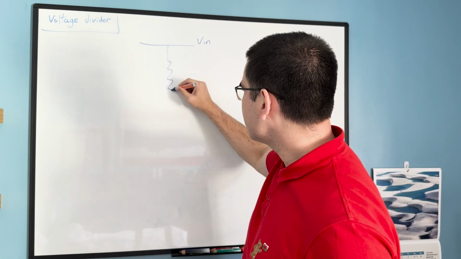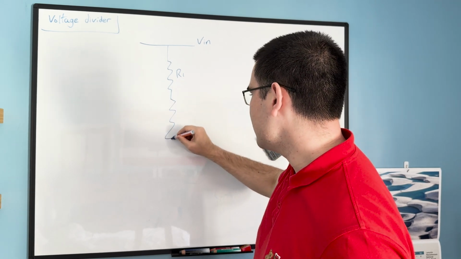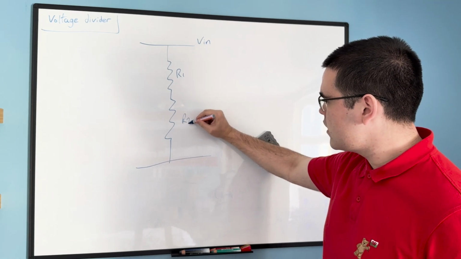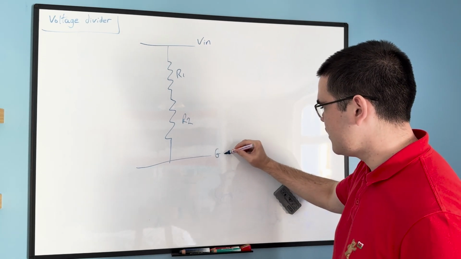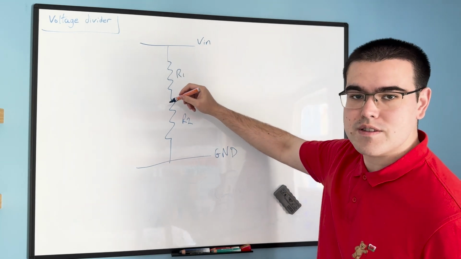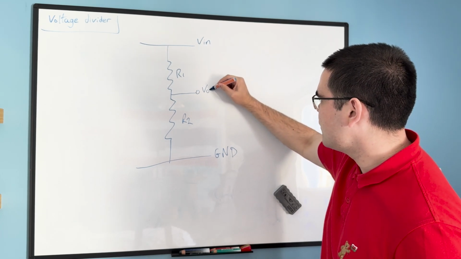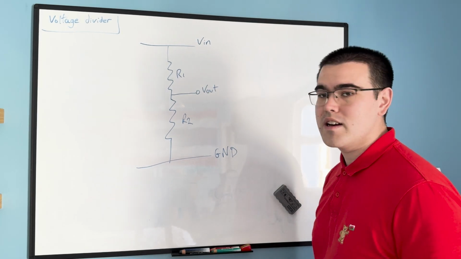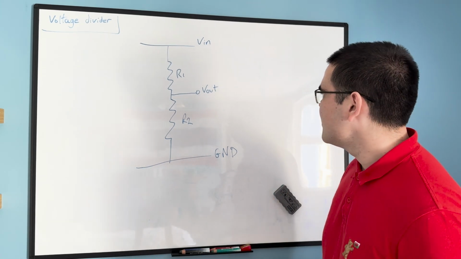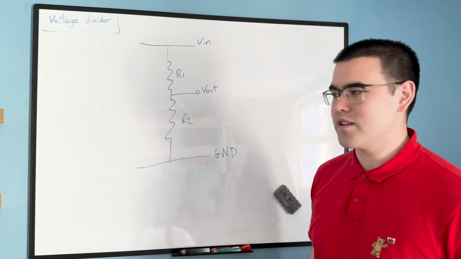We have one resistor here, let's call this R1, and we have another resistor in series. Let's call this R2. And we have a ground connection here. So in the middle of these two resistors, we take a wire here, and this is the output voltage. Okay, that's all there is to a voltage divider circuit. It's just two resistors. But let's do an analysis to see why we call it the voltage divider.